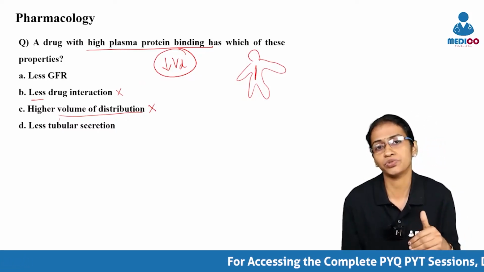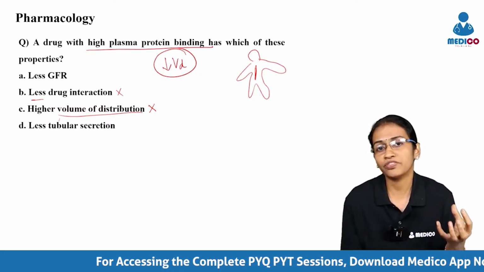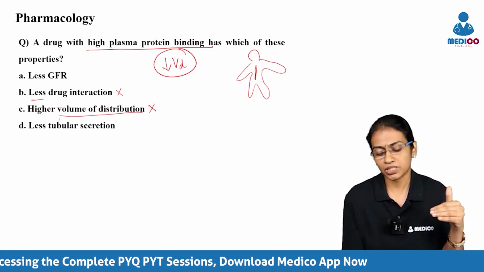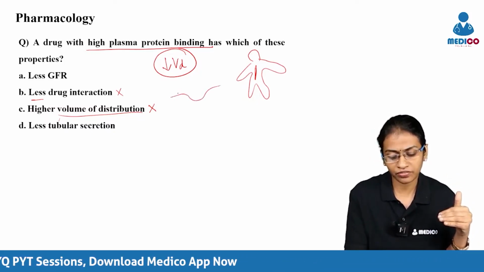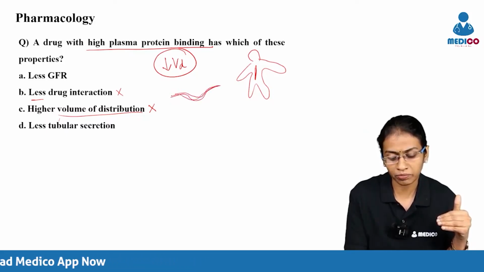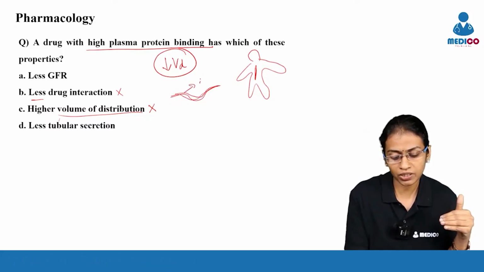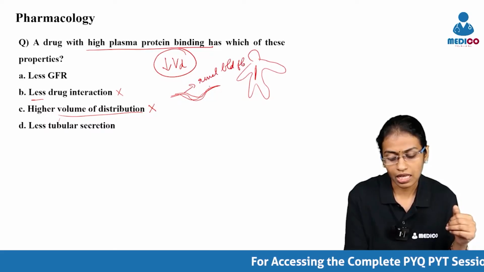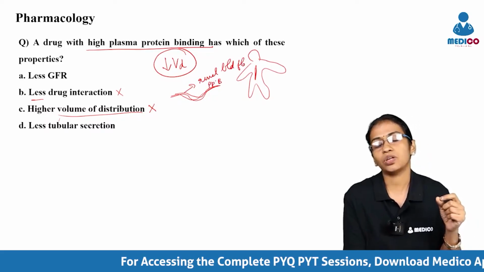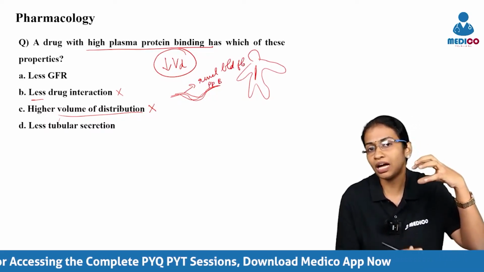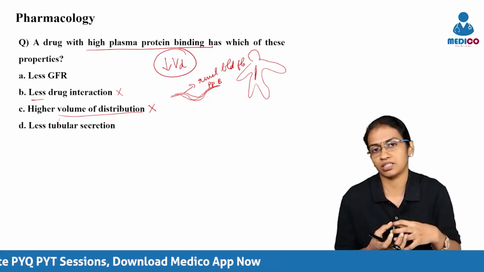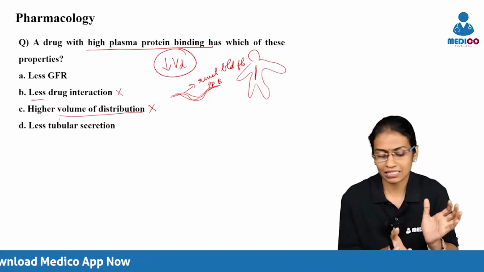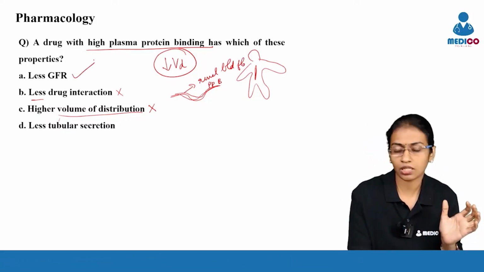Now, what happens to GFR, or the glomerular filtration rate? It depends upon the filtration through the glomerular membrane, which in turn is dependent on your renal blood flow as well as protein binding. So, if it is highly protein bound, it will have difficulty going through this fenestrated membrane. So, there will be less GFR. So, this is a correct option.